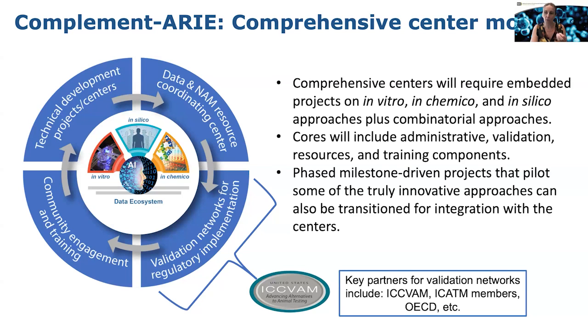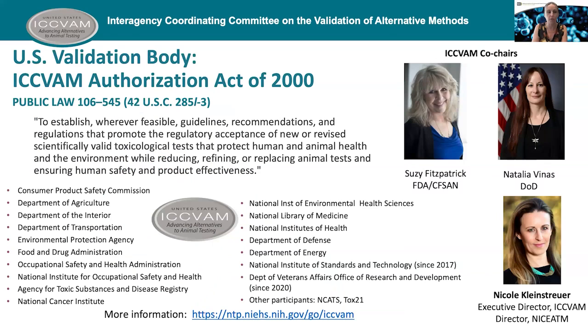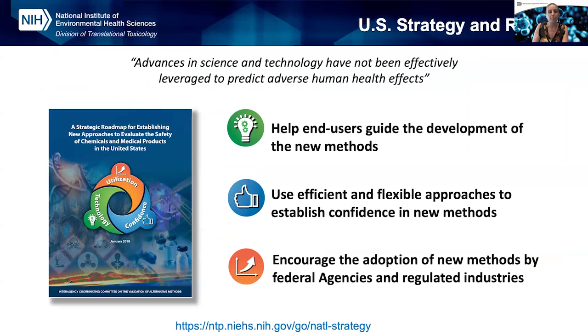We will have a validation and qualification network as part of Complement-ARIE, and this is really building off of some of the tremendous successes that ICCVAM has demonstrated over the last several decades, and ICCVAM is a key partner in this effort. So who is ICCVAM? For those of you who may not know, we are the U.S. validation body, the Interagency Coordinating Committee on the Validation of Alternative Methods. We have 18 different federal agencies, and we are co-chaired by representatives from the FDA and the Department of Defense. And about six and a half years ago now, we published our strategic roadmap, which was really intended to be an evergreen document. So very relevant still today.